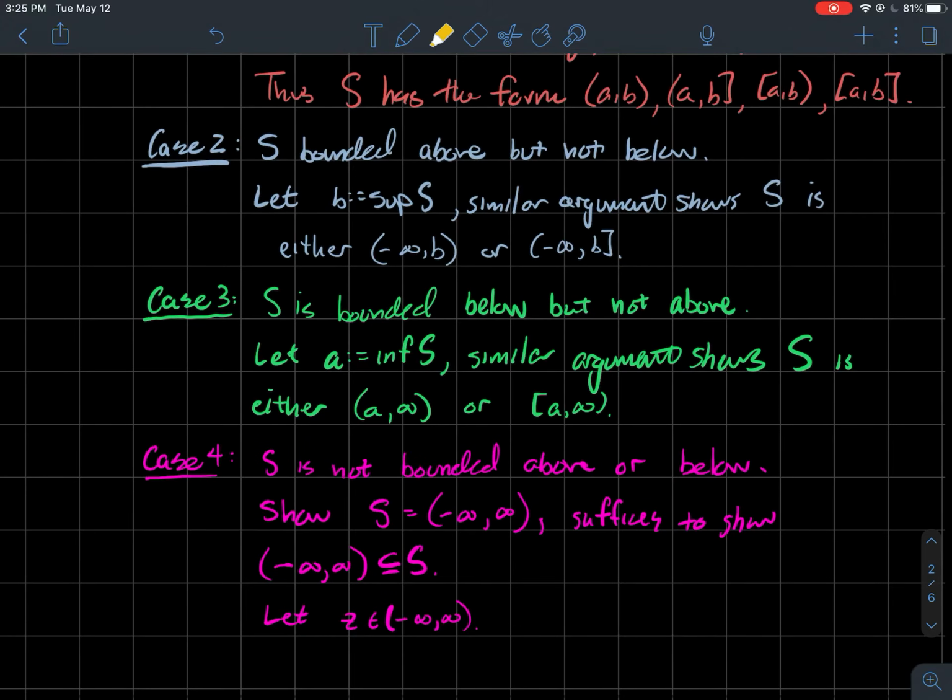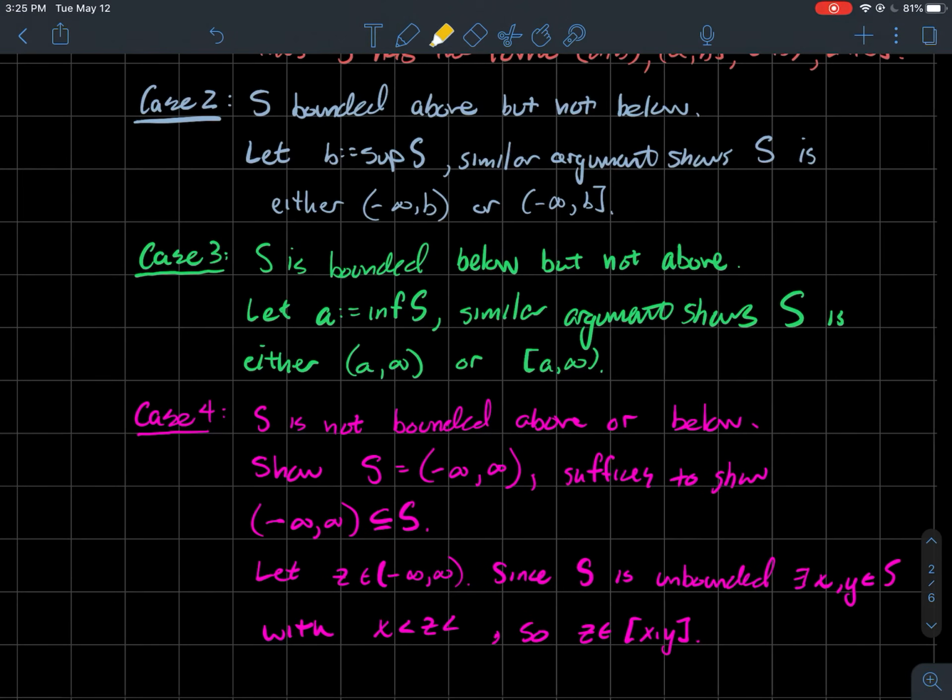So let's let Z be an element of the real line. Well, S is not bounded. So what does that tell me? If you pick out a real number z, I should be able to find an element x that's to the left of z, since S is not bounded below. And if you've got this number z on the real line, you should be able to find a y that's to the right of it, since S is not bounded above.